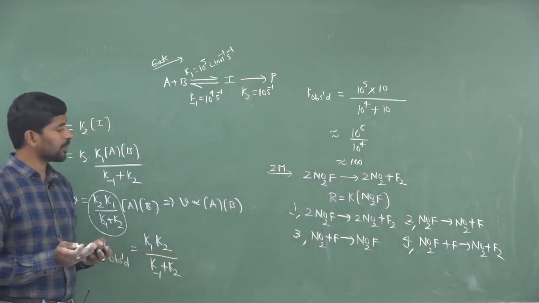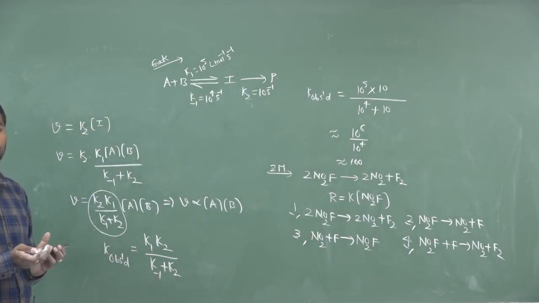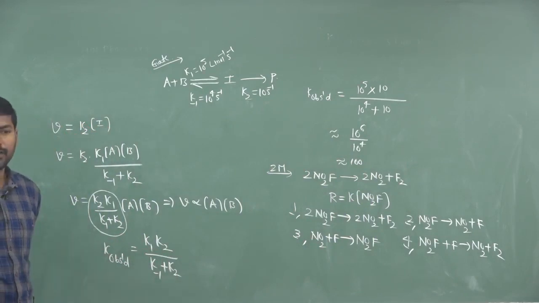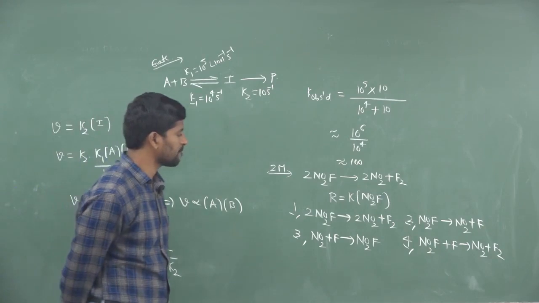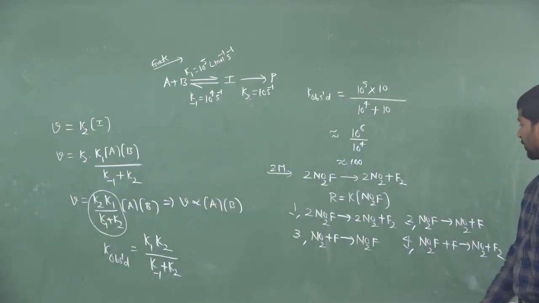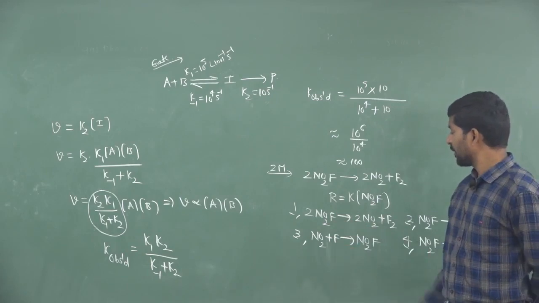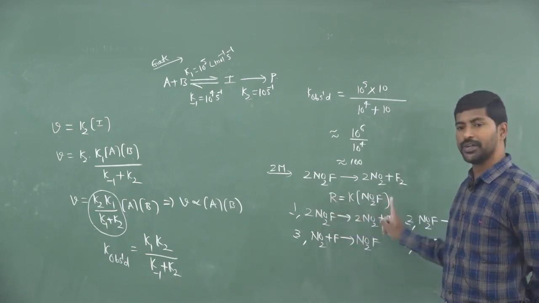Which mechanism is consistent with the rate law? Which one is the slow step, the rate determining step? Which may be the rate determining step only from the options? First one, why the first one? What is the rate equation? Rate is equal to K into NO2F.